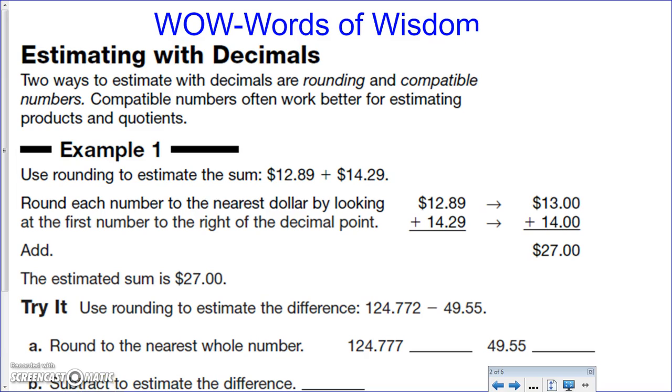$12.89 plus $14.29. Round each number to the nearest dollar by looking at the first number to the right of the decimal point. $12.89 rounds to $13. $14.29 rounds to $14. So 13 plus 14 is 27. The whole goal with estimating is that it is something you can do in your head. It shouldn't require a lot of written computation.